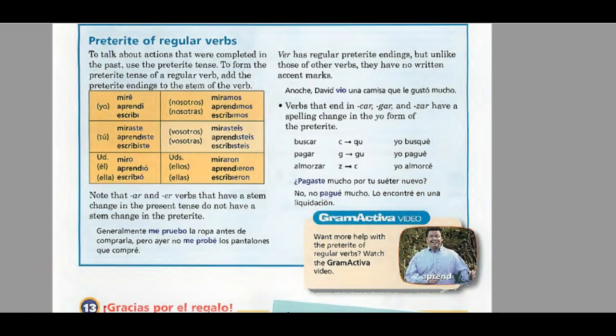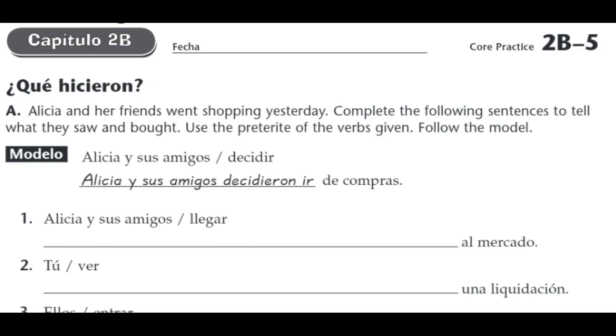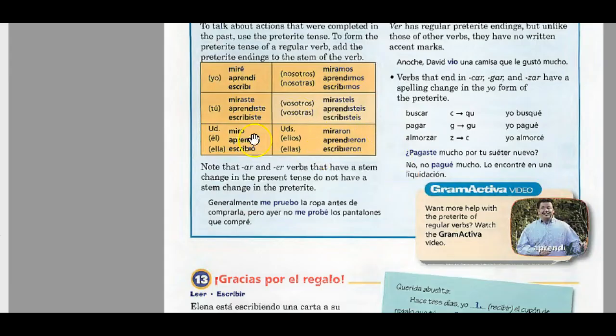Okay. Now let's look at your student guide work, starting with 2B5 this time. We have ¿Qué hicieron? What did they do? Alicia and her friends went shopping yesterday. Complete the following sentences to tell what they saw and bought. Use the preterite. That's that past tense that we just saw in the book. Remember right here, we're going to use this information to answer the questions. So here we go.